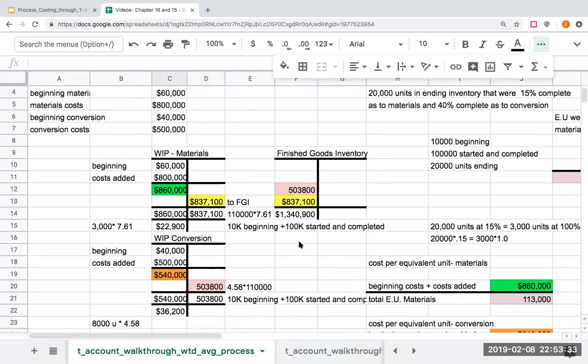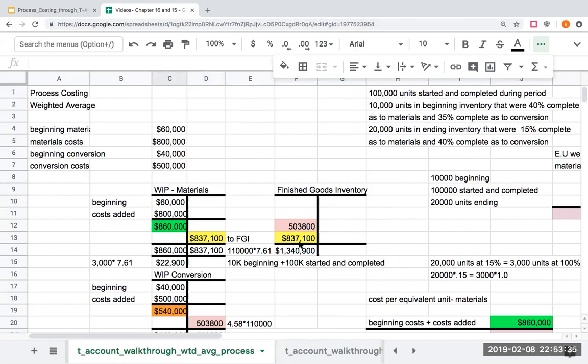So again, when we're doing process costing, the key is that the units may not be complete at the same portion. Under weighted average, we're making a huge assumption here in terms of the units in the beginning inventory. We're assuming that they were 100% complete in the period. Therefore, we're going to be including those beginning inventory costs right over here.